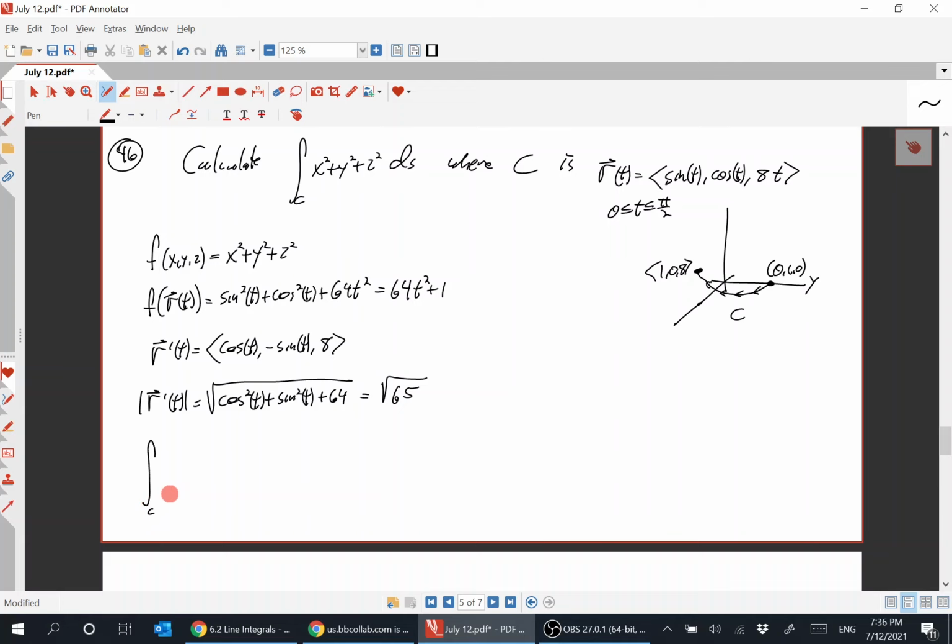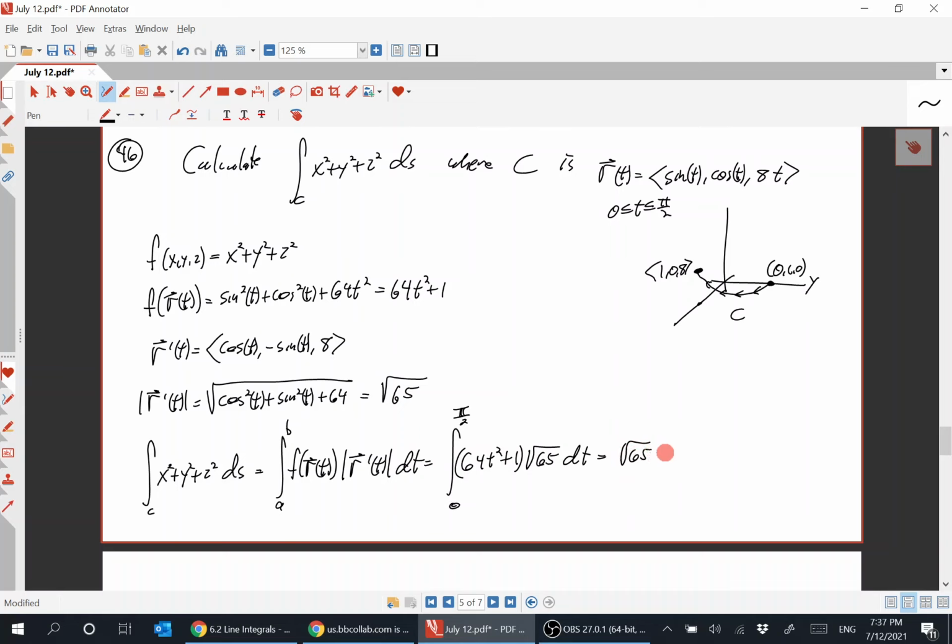So the line integral over c of x squared plus y squared plus z squared ds is equal to the ordinary integral from a to b of f of r of t times the length of r prime of t dt. So integral from 0 to pi over 2, f of r of t, 64 t squared plus 1, the length of r prime is square root 65, dt. Bring that square root of 65 out front.